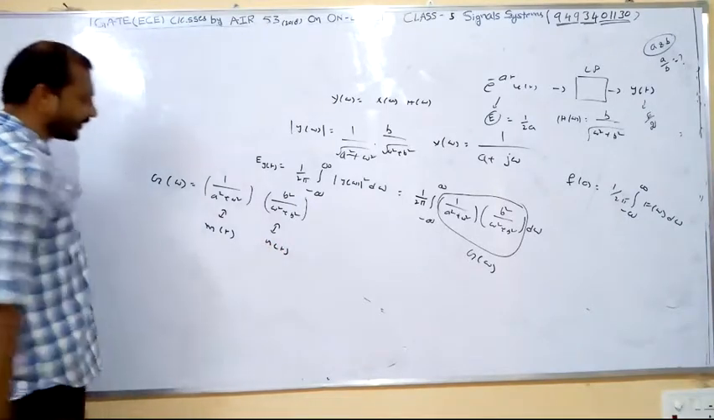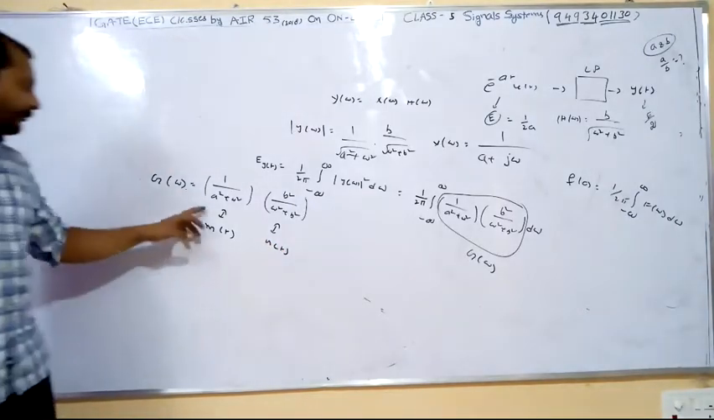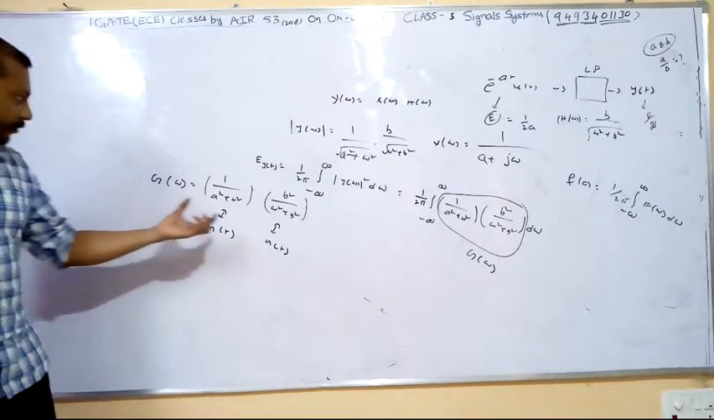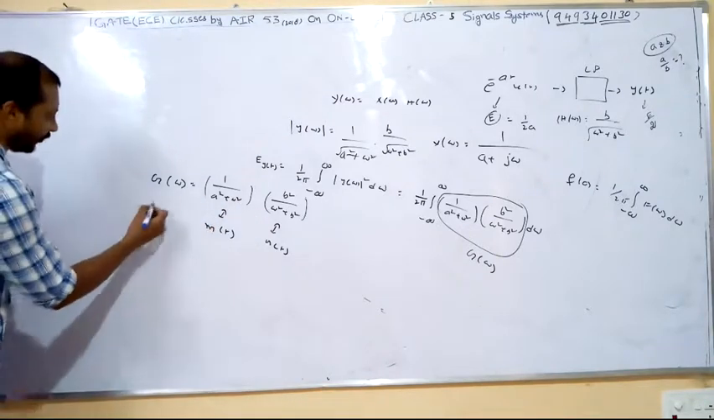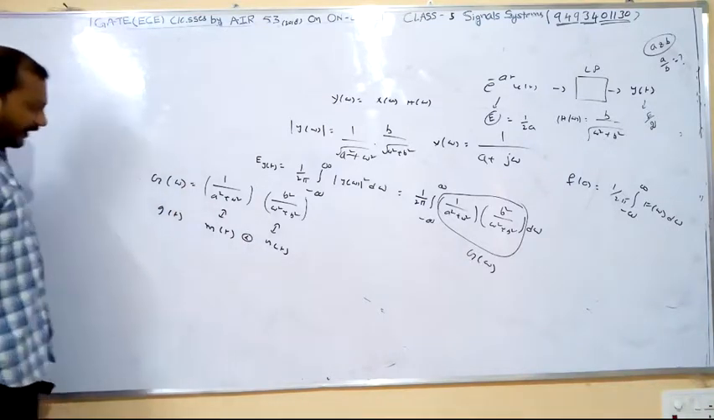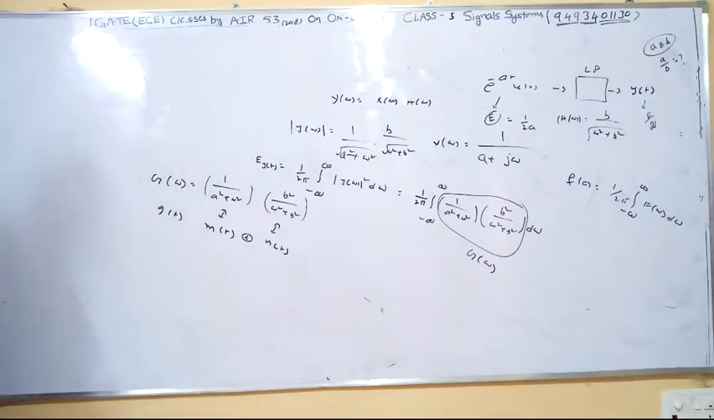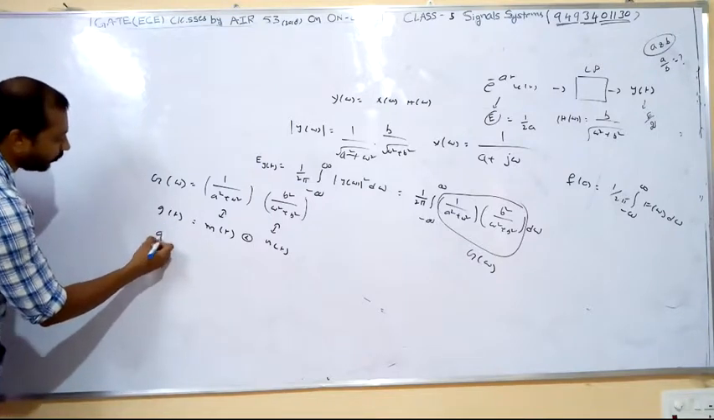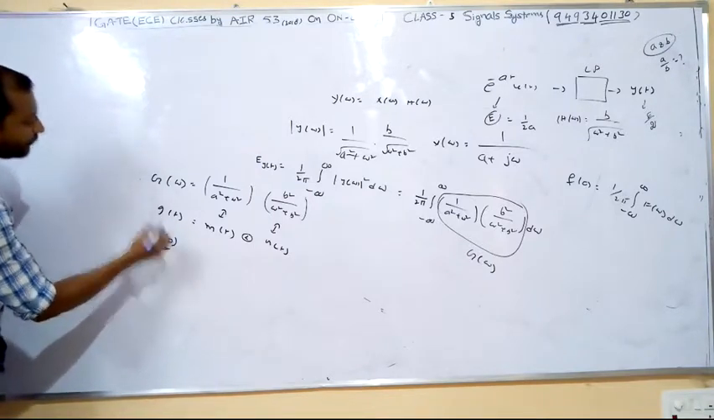This is some m of t, this is some n of t, the corresponding inverse Fourier transforms. Here g of omega is equal to the multiplication. So the corresponding g of t is equal to the convolution of m of t and n of t. From this we have to write the expression of g of 0.